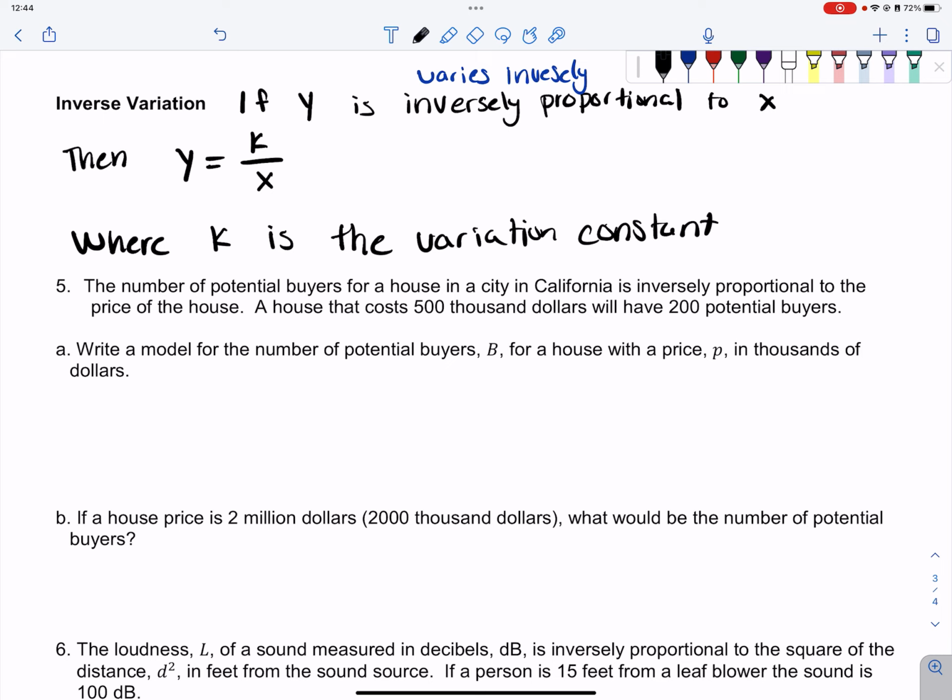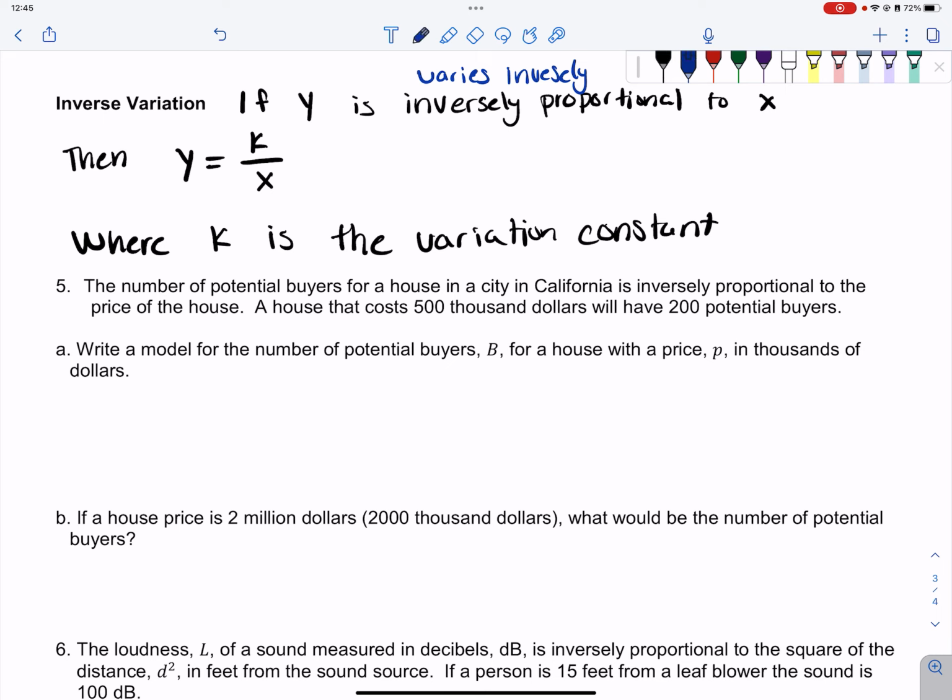With this, when it's inversely proportional or varies inversely, that essentially means that the two variables are working opposite of each other. As our x increases and gets very large values, the y is getting very small, very close to 0. And then as our y increases, if we want a very large y value, then our x is getting very small, very close to 0. So they're going in the opposite direction of each other.